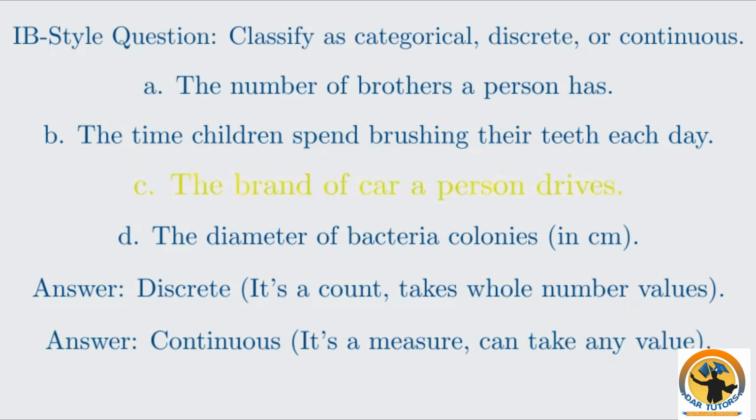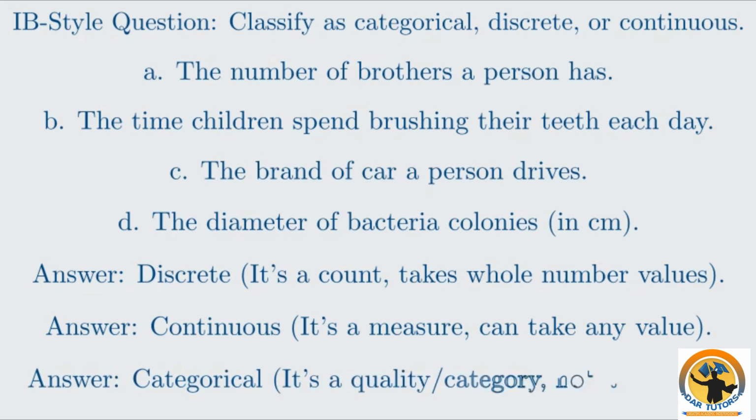How about the brand of car a person drives? Brands are categories like Ford, Toyota, Mercedes. They describe a quality or characteristic. You cannot perform calculations on them. So this is categorical data.